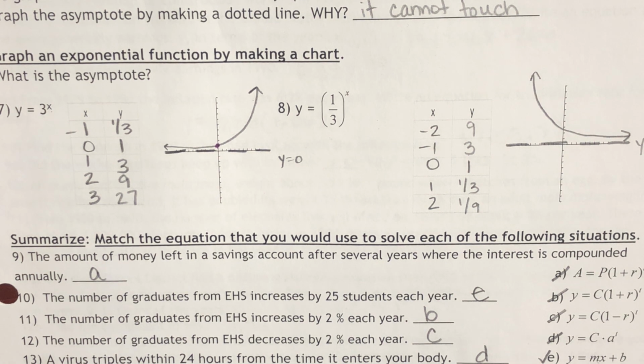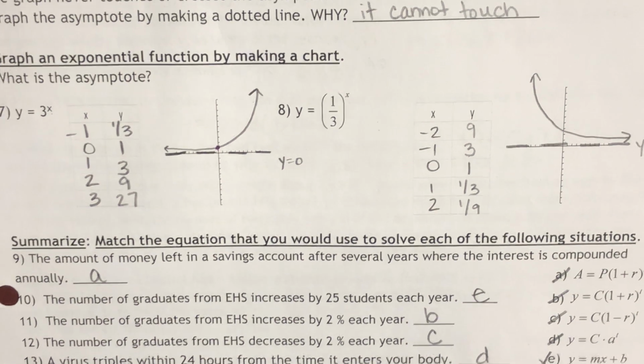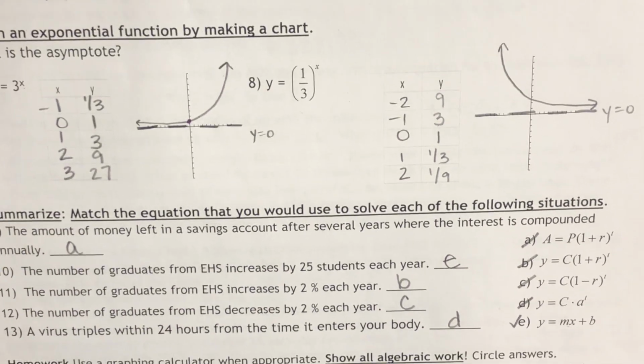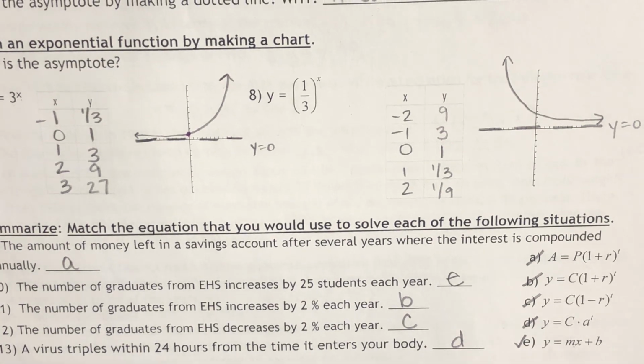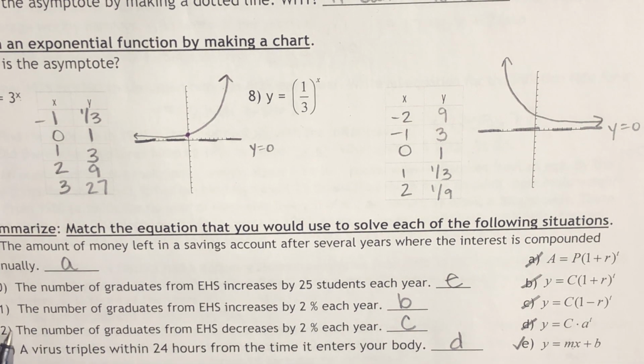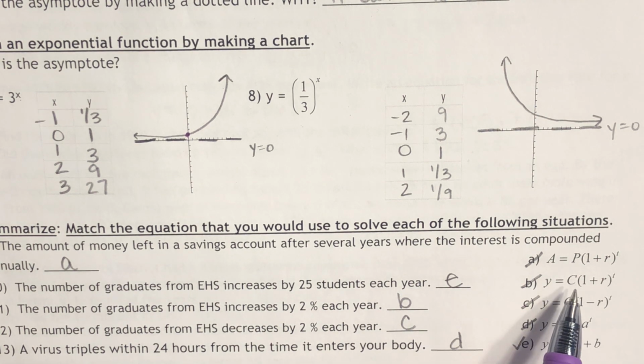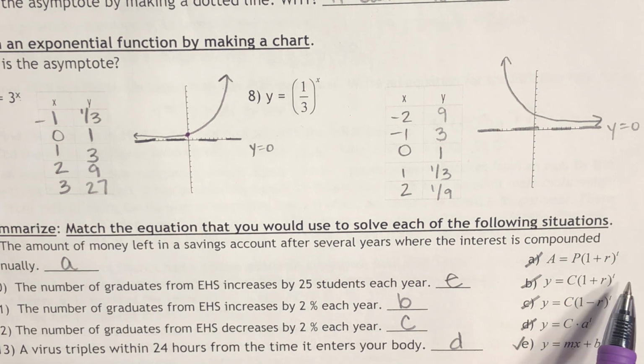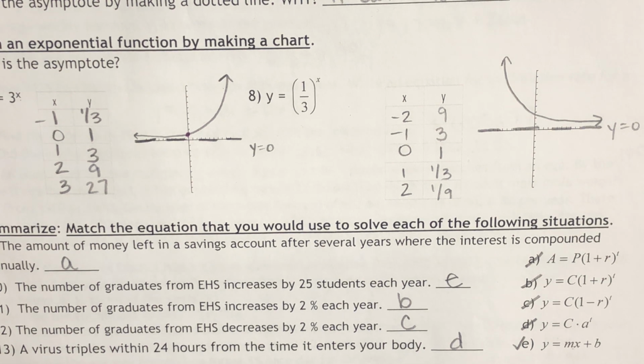Number 10, the number of graduates from Etowah High School increases by 25 students each year. That's going to be very similar to E, y equals mx plus b. 11, the number of graduates from Etowah High School increases by 2% each year. Y equals c, parentheses, 1 plus r raised to the t. All right?